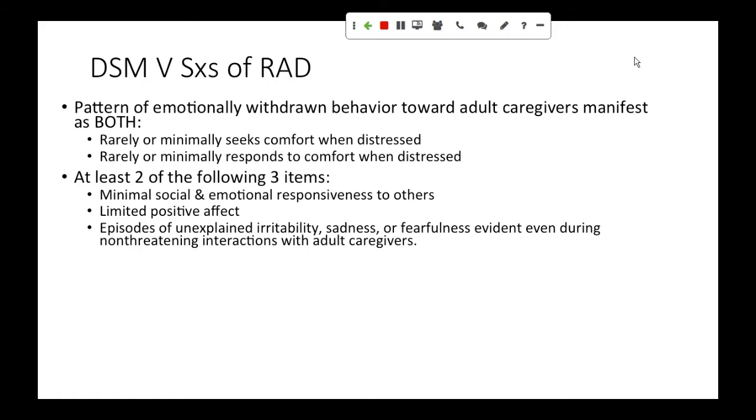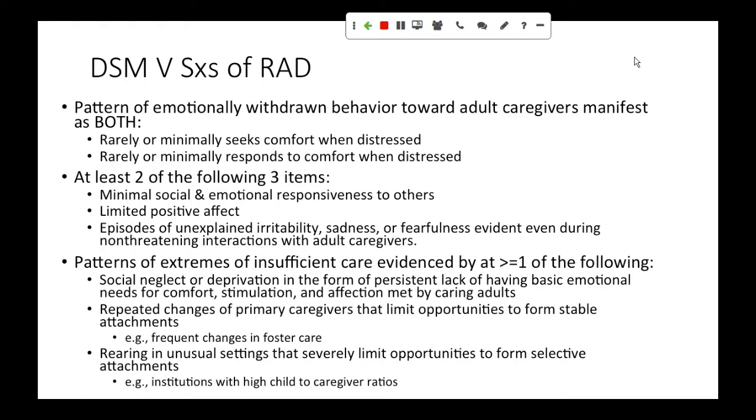And then they need to have a couple of criteria. They need to not be very connected and responsive to others. They have a blunted range of affect at the positive end, and they have unexplained episodes of irritability or sadness or fearfulness, even when the context doesn't really indicate a need to be afraid or sad or angry.